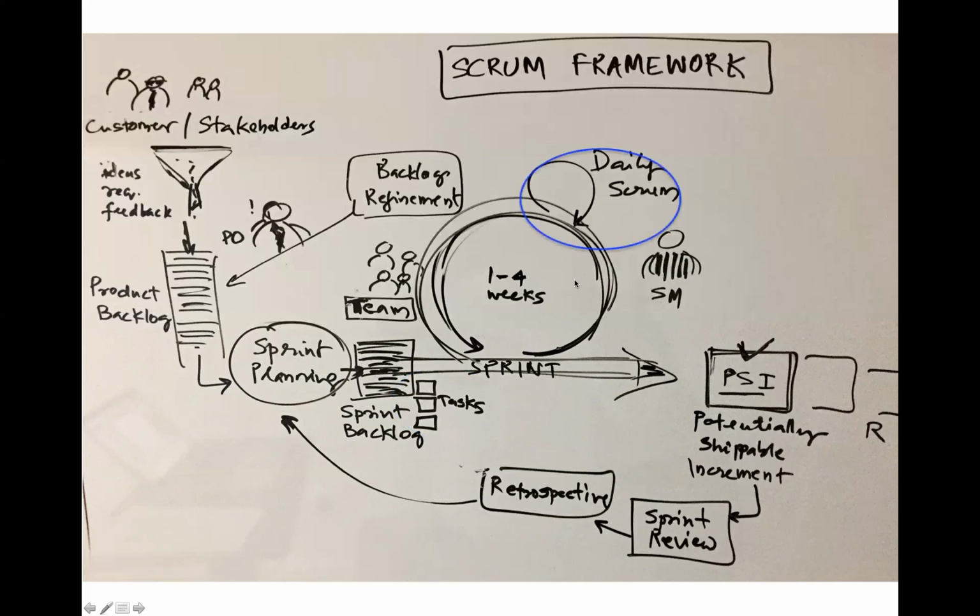Another thing here is a daily scrum that happens during the sprint. Every day, the team huddles to make sure that they stay focused on the sprint goal, which is finishing the sprint backlog that they have committed.